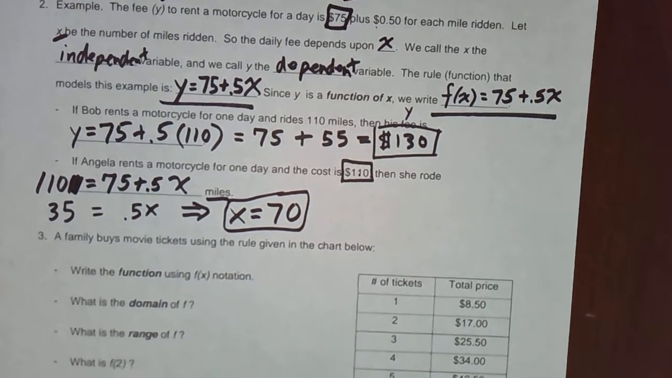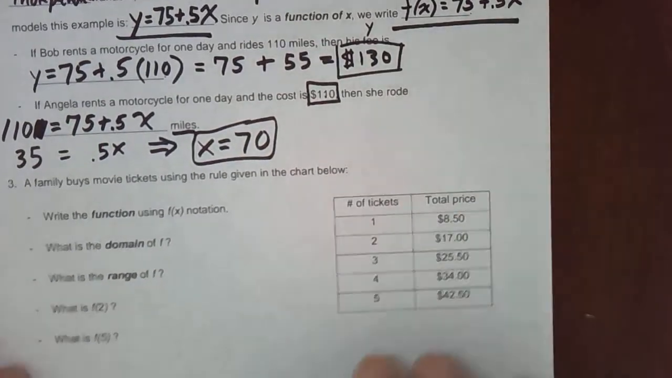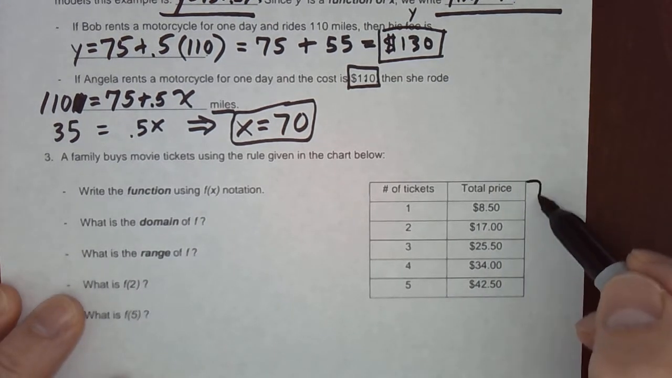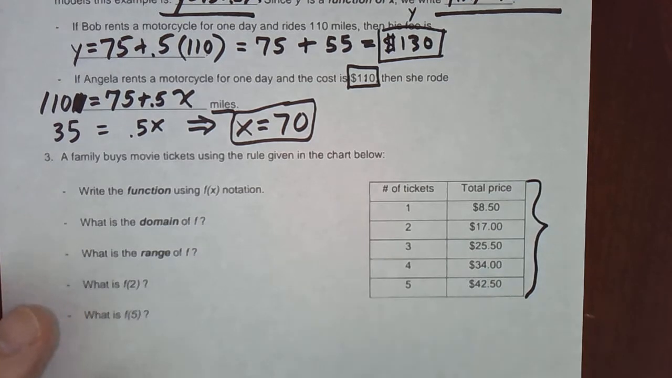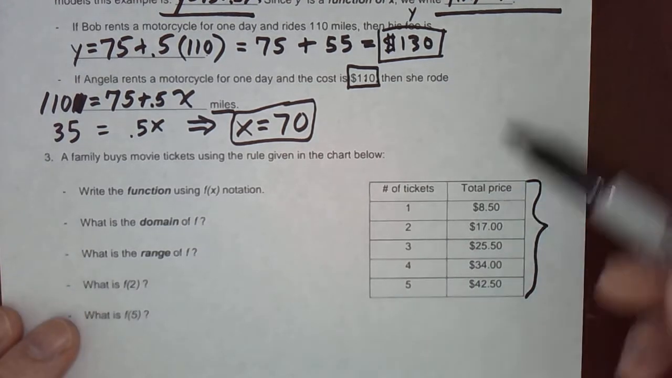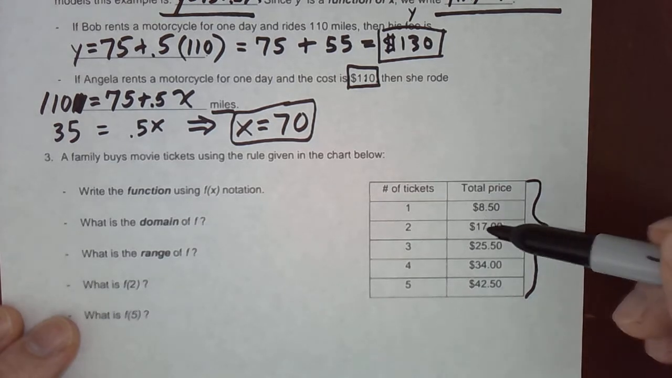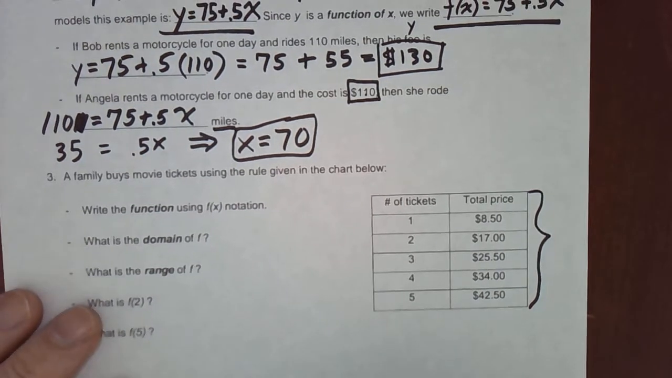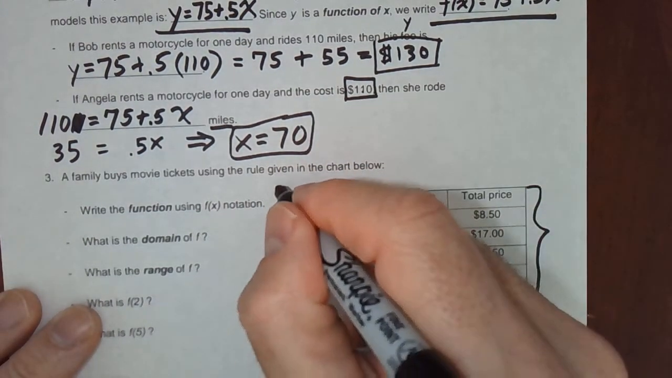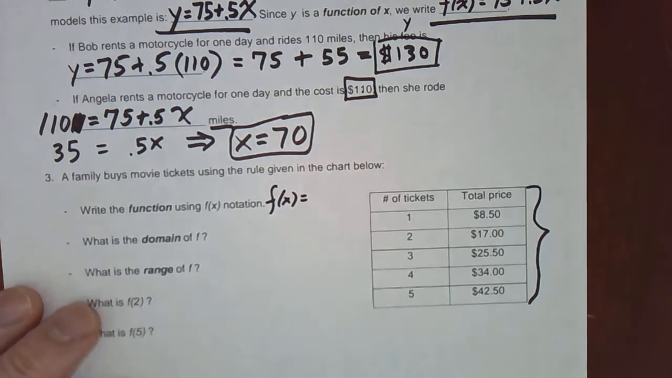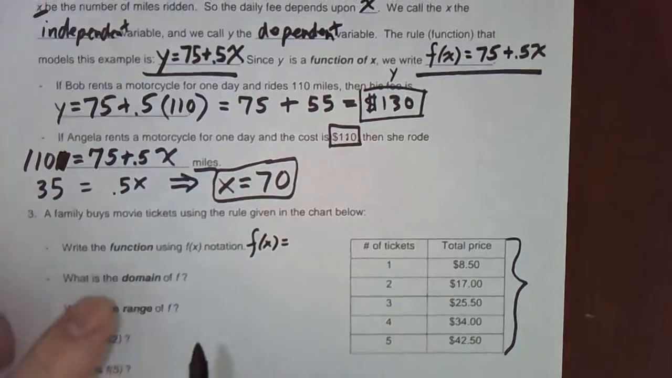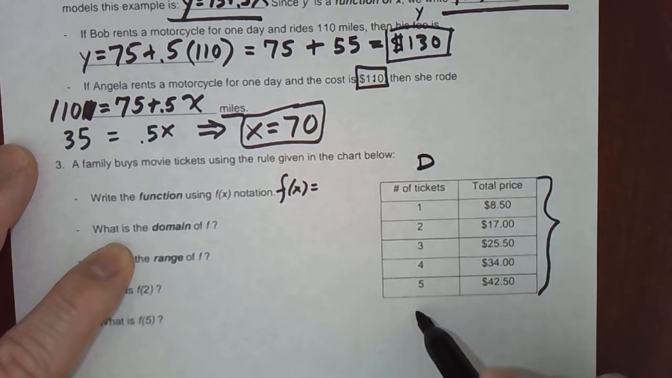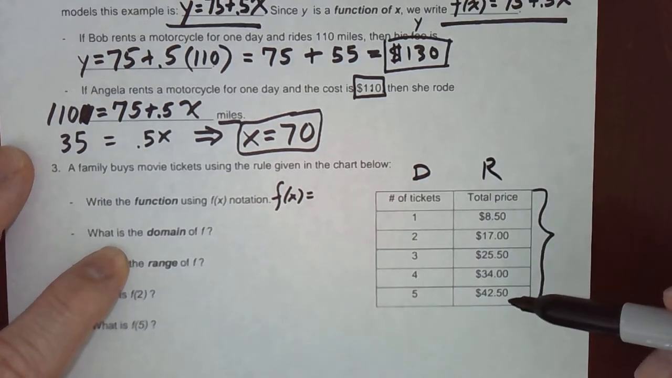Okay, the last example in this video will be as follows. A family buys movie tickets, and how much it costs is dependent upon the rule described in this table. So one ticket cost $8.50. And if you'll notice, two tickets just cost 2 times $8.50, and so on. So let's write down the function using f of x notation. Let's save that one till the end. First, let's look at what the domain of f is. The domain is going to be all of the numbers in this column. The range is going to be all of the numbers in this column.